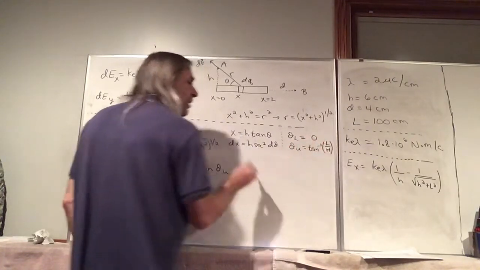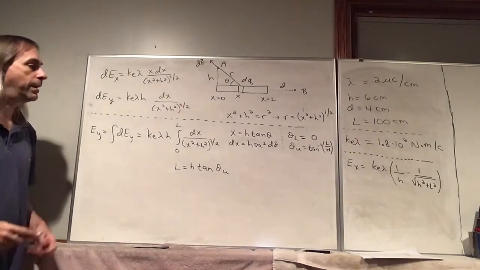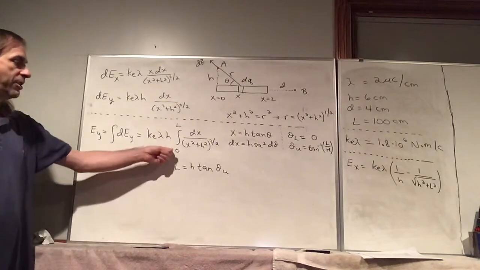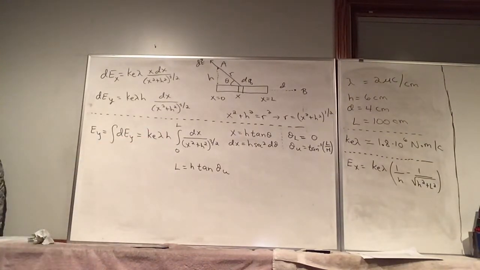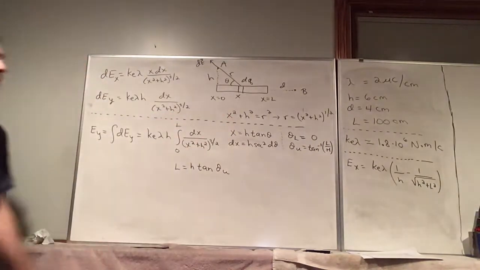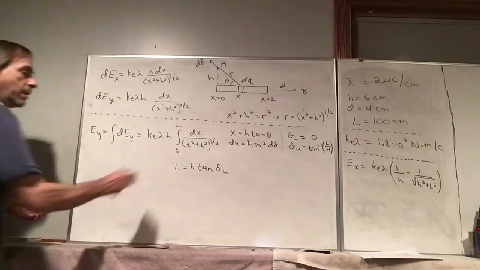And that's why I'm defining these terms. Like before in the last problem, we could have just written whatever the lower and upper limits were. But in this case, I don't want to write an integral and then have inverse tangent of L over h. So we can just call it theta U, the theta at the upper limit.